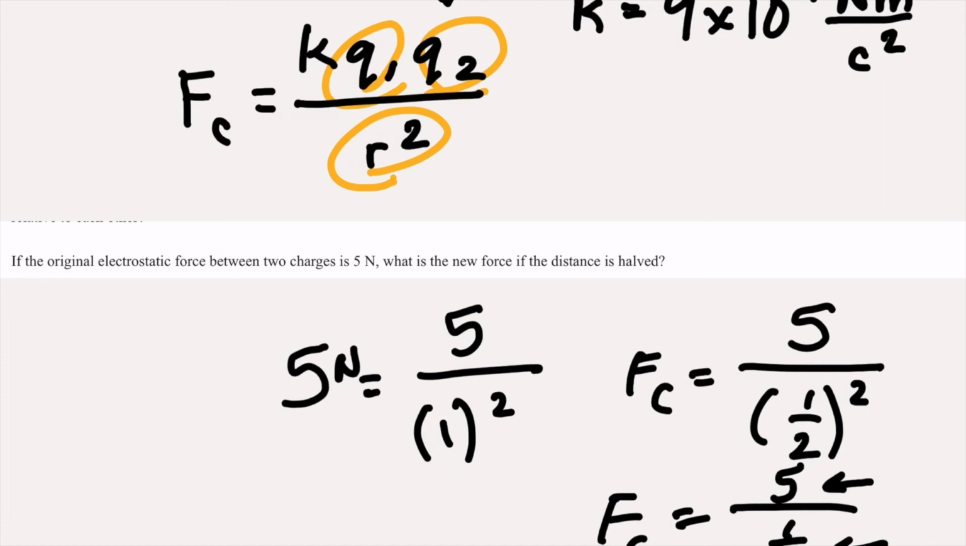Dividing by a number is the same thing as multiplying by its reciprocal. The reciprocal of 1/4 is 4, so we can express this same thing as 5 times 4. And we know that 5 times 4 is equal to 20. So 20 newtons is the new force.